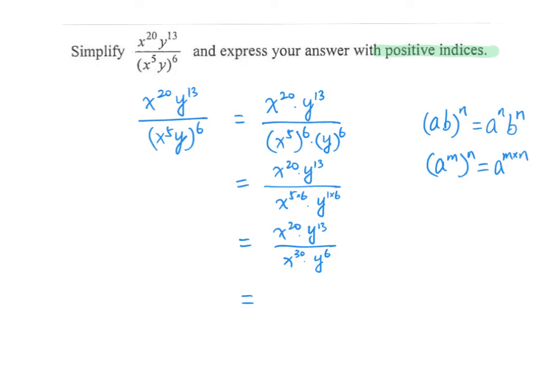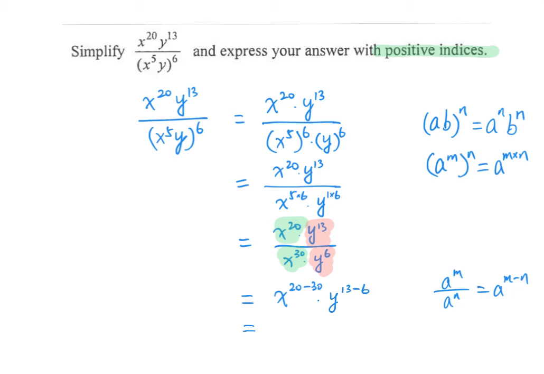Now, for the same base, we can group the power together. So for the first part, let me show it for you. x to the power 20, x to the power 30. So you can combine them, which is x to the power 20 minus 30. We just apply a to the power m over a to the power n, which is a to the power m minus n. And the other part, same base y here. So y to the power 13 over y to the power 6. We apply the same skill, so we have y to the power 13 minus 6.